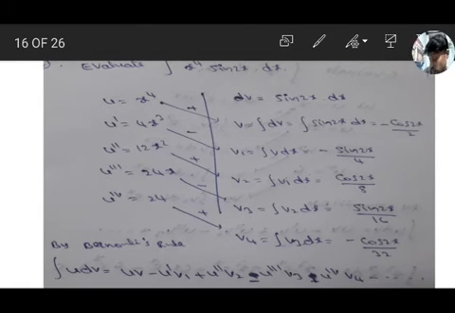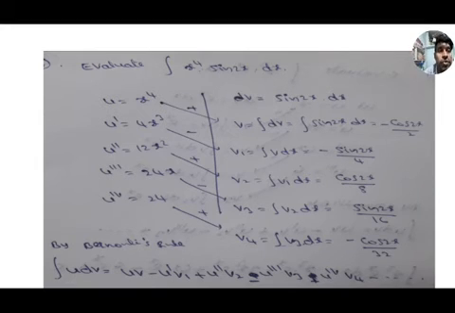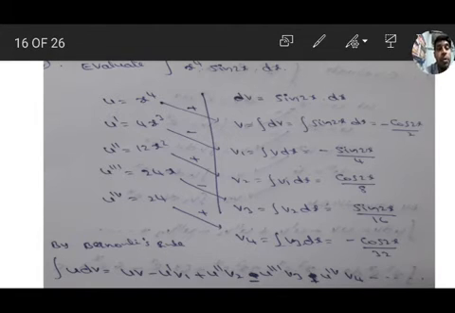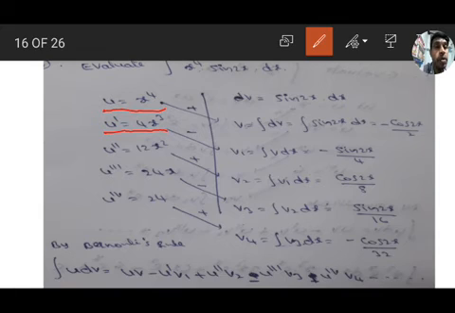Let us move to the next problem. Evaluate integration x to the power of 4 into sin 2x dx. Here x to the power of 4 is there, so the formula will go up to the 4th derivative. So u equal to x to the power of 4, u dash is 4x cube, the derivative of 4x cube is 12x square, the derivative of 12x square is 24x, and the derivative of 24x is 24. These are u dash, u double dash, u triple dash, and u fourth derivative.